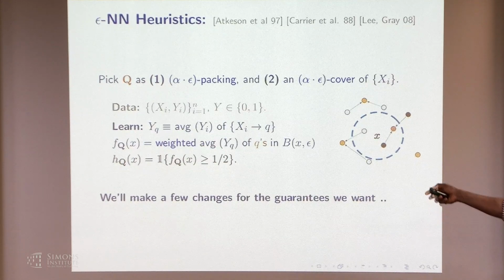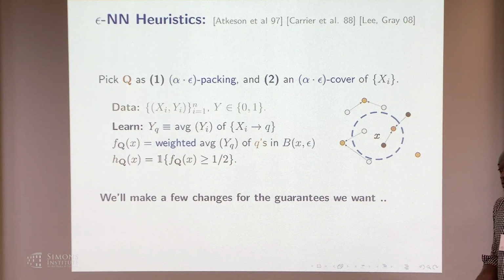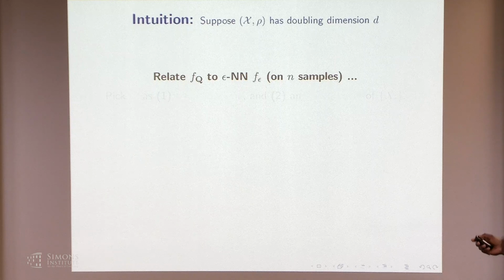And then the next thing we do is, rather than the average of the YQs, we'll just use a weighted average. This is a step that allows us to maintain the original variance in some sense. Okay. I'll give some quick intuition as to why this works. The intuition is we are going to try to relate FQ, defined based on the quantizer Q, to F epsilon, which depends on epsilon and n, on the n samples. How you actually build that epsilon net, there are tons of ways of building an epsilon net. You can do it, for instance, through farthest first traversal.